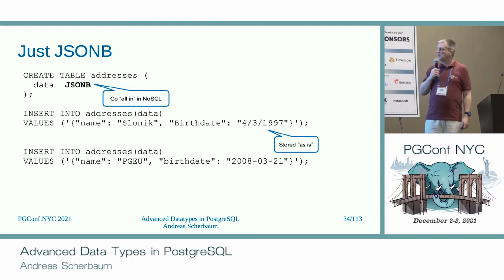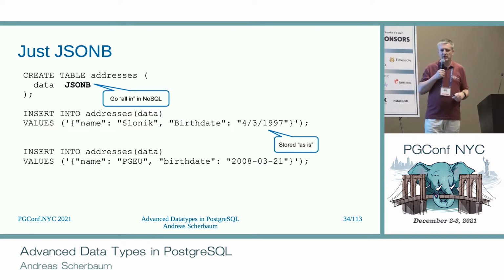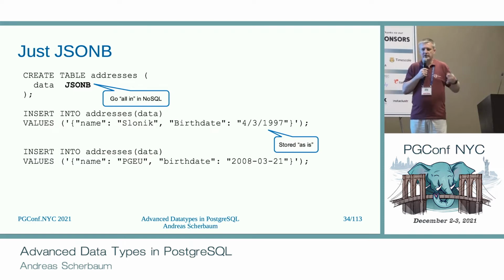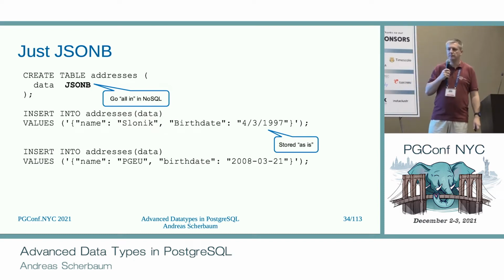Okay, so let's do this differently now. I'm not doing my arrays in JSONB. I'm actually going all in on NoSQL, one field for everything. I have one single data field, JSONB, and I store everything in my JSON. I have a name field, I have a birth date, and this is actually stored as it is. So if this were a Postgres date field, it would verify that it's the correct date, etc., etc. Right here, it's just stored as it is. So there's no parsing, no validation, no nothing. It's just text. And I have a second line here, Postgres Europe. So we started Postgres Europe back in 2008.